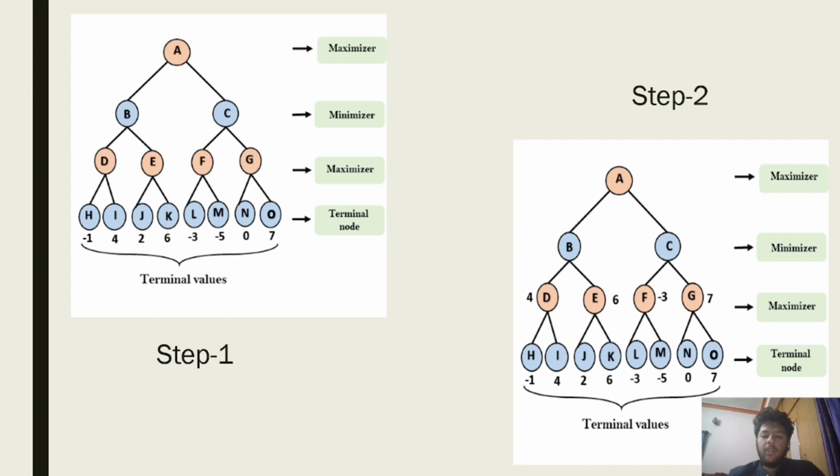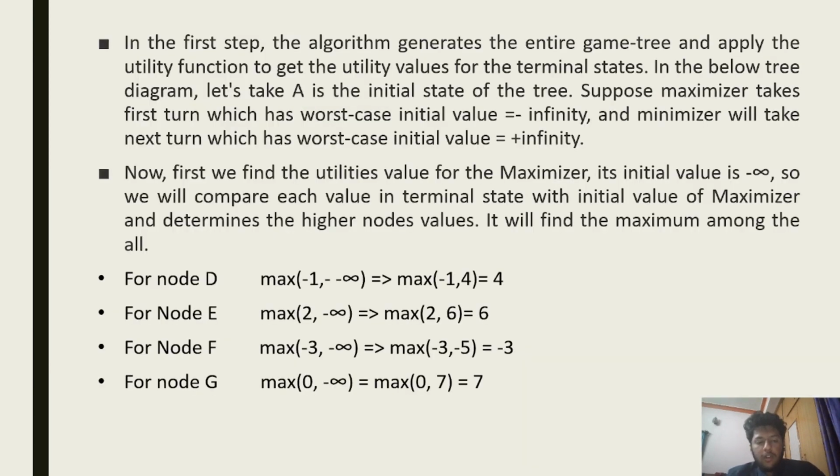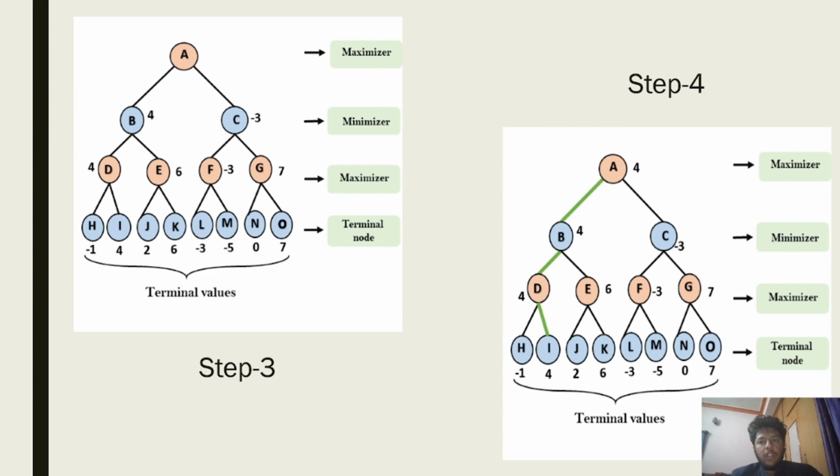So the maximum is going to be 4. Similarly, we find the maximum for all the particular nodes. That is, for node E it is going to be 6, for node F it is going to be -3, and for node G it is going to be 7. Then coming to step 3 and step 4.